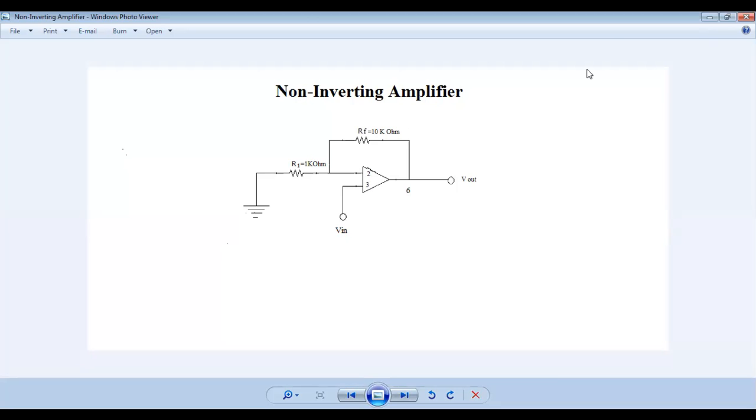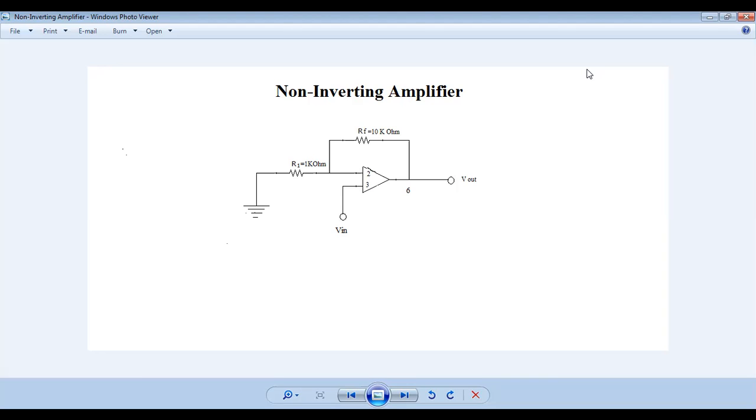So, in our previous class, we already discussed the inverting amplifier. What is an inverting amplifier? And also in that class, we proved how the waveform we get at the output by designing the circuit on Tinkercad. So now in this class we discuss the non-inverting amplifier.